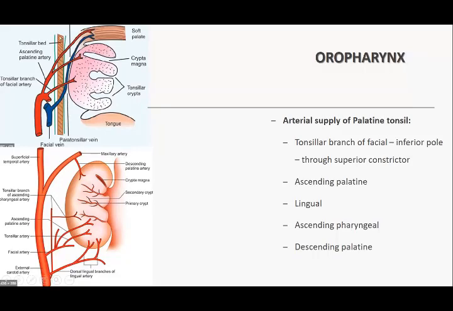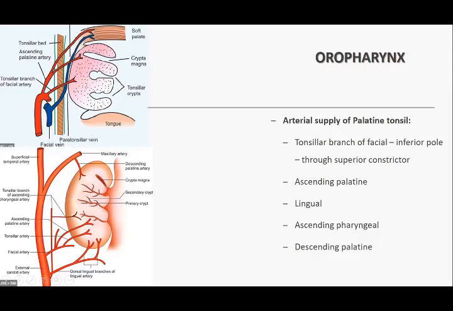This is the superior constrictor muscle of the pharynx. This forms the bed of the tonsil, as we just described: pharyngobasilar fascia, superior constrictor muscle of the pharynx, and the buccopharyngeal fascia on the outside. And then on the outside you have the tonsillar branch of the facial artery that pierces the muscle in the bed of the tonsil, and then it goes down and supplies the inferior pole of the tonsil. Besides that, we have the ascending palatine branch, we have the lingual branch, and then the tonsillar branch of the ascending pharyngeal artery.